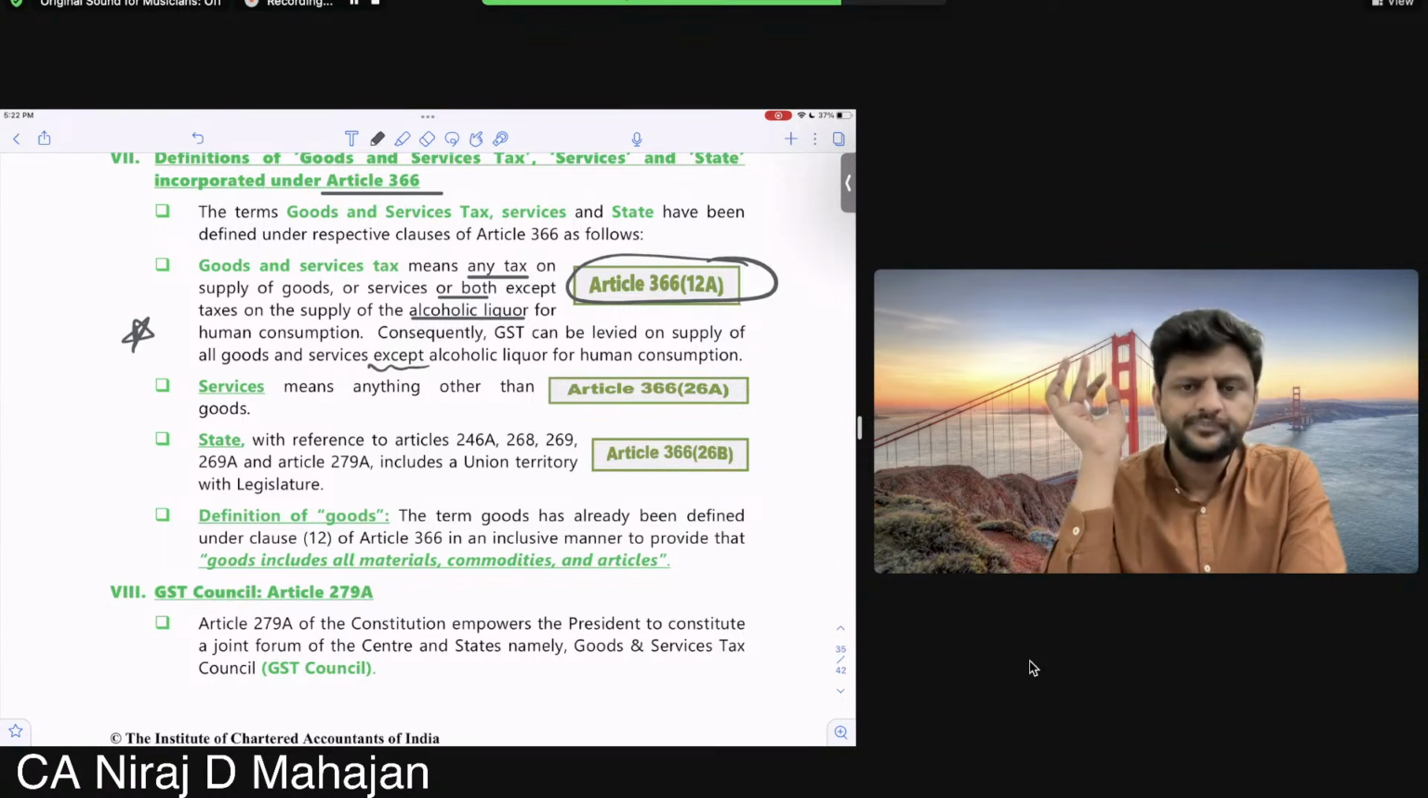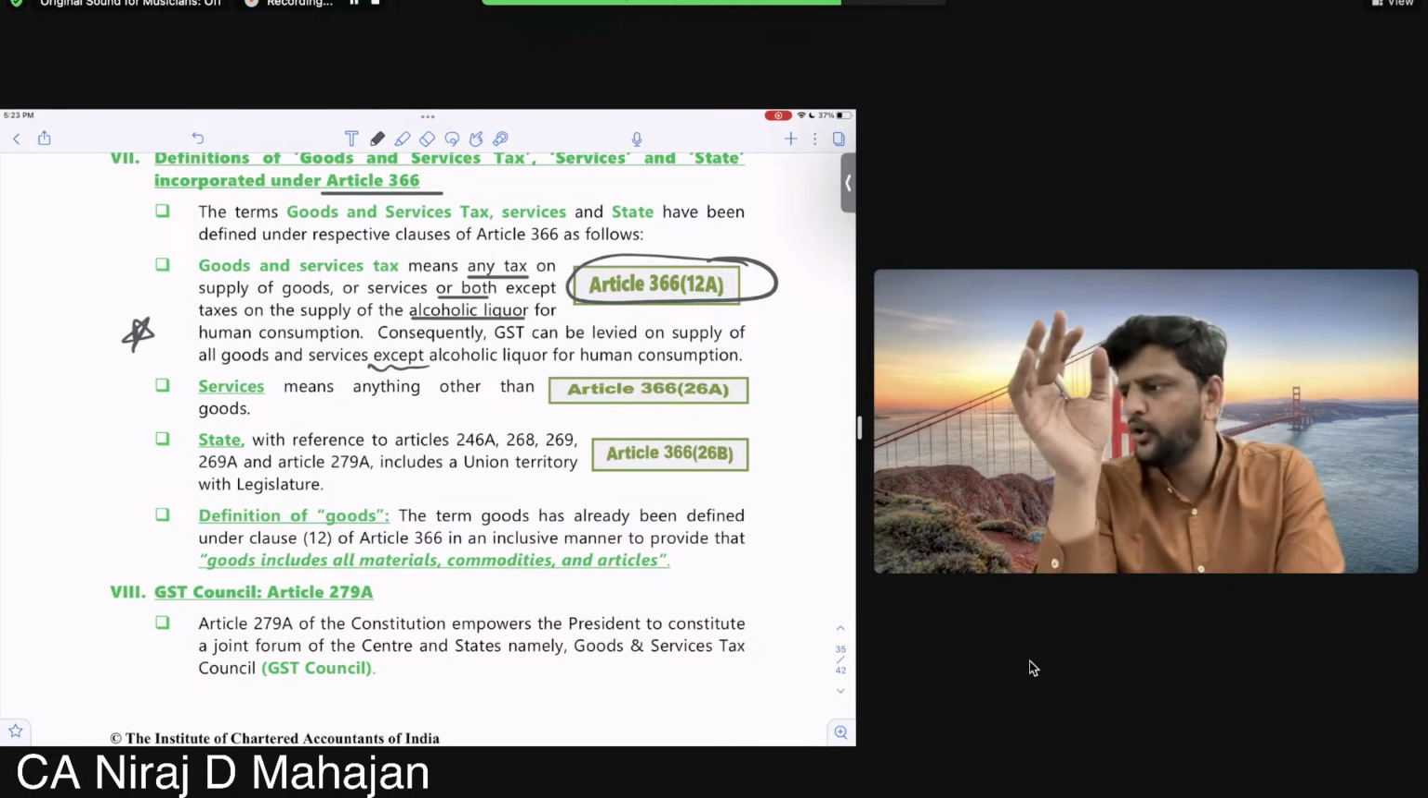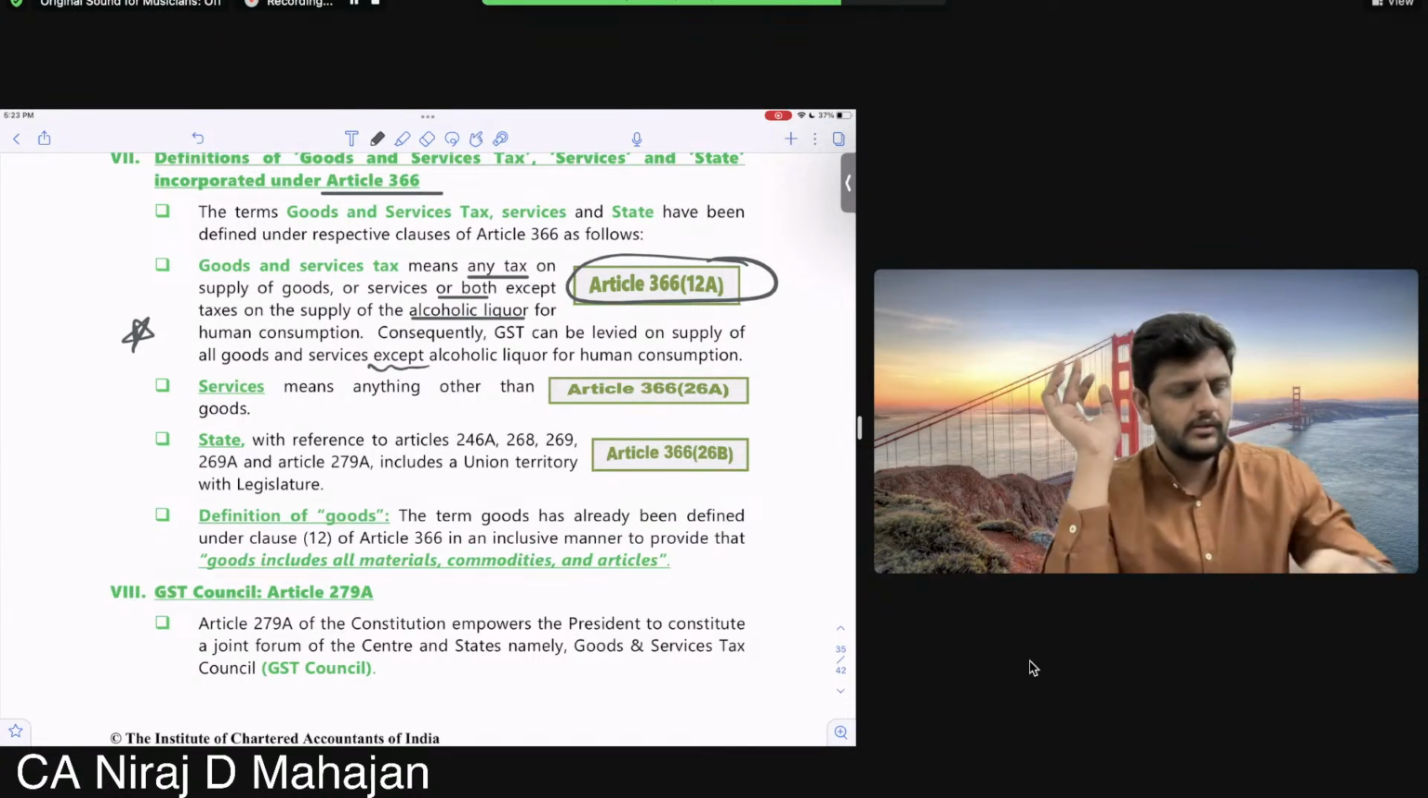Understood? It is completely kept independent. Which one? Alcoholic liquor for human consumption. अरे हाँ बोलो ओके. Correct ना? All of you fine till here? आगे बढ़े.